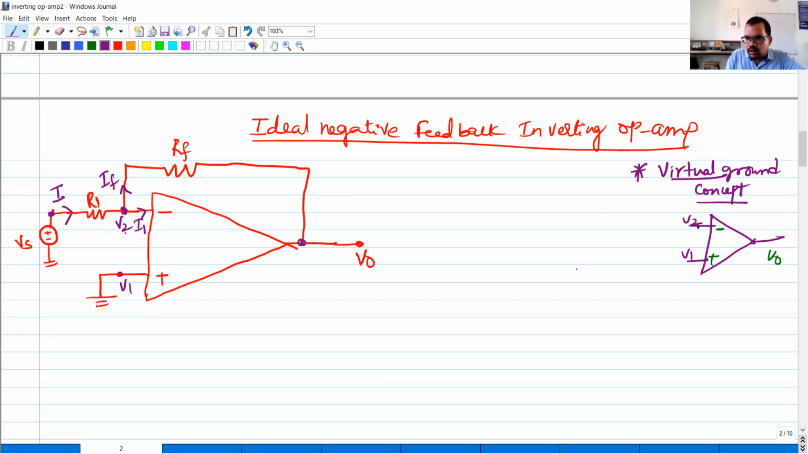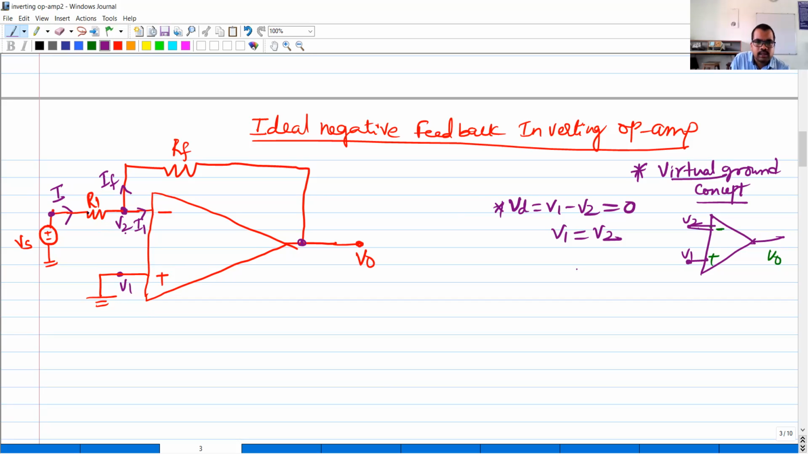So the virtual ground concept says that VD is equal to V1 minus V2, and that should be zero. This happens only when V1 is equal to V2, right? So whatever the voltage at the V1 terminal should be the same as the voltage at the V2 terminal. So these are virtually connected to ground. Remember this virtual ground concept.